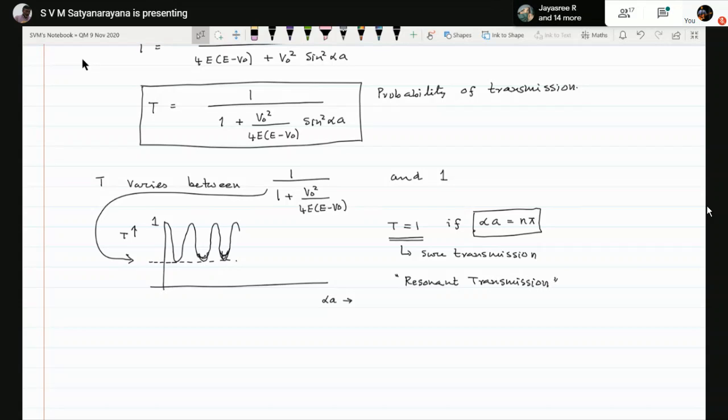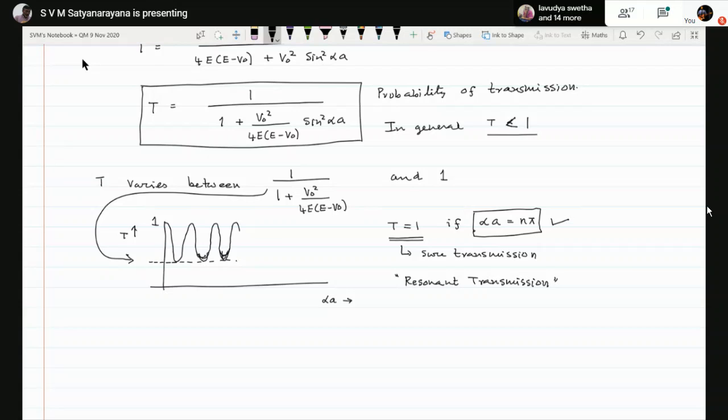Now you see, in general, you can notice here that this quantity is greater than 0 because E is greater than V naught. This is a square, and sine square is a positive number. This is greater than 0, and hence your T is less than 1. But it is equal to 1 if this condition is satisfied. Okay, such a transmission is called resonant transmission.